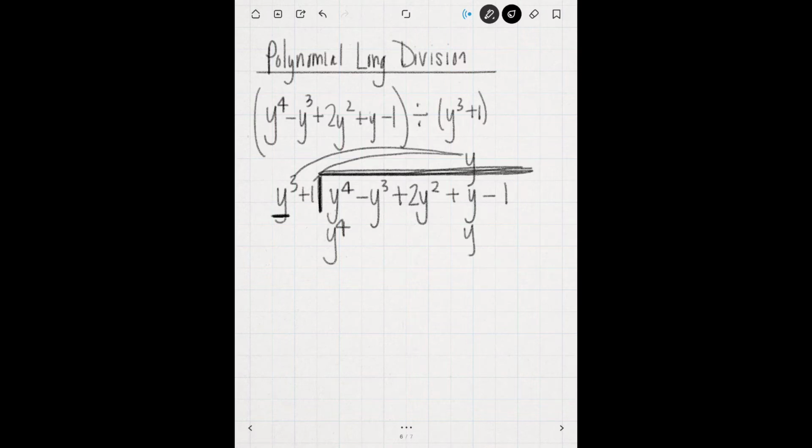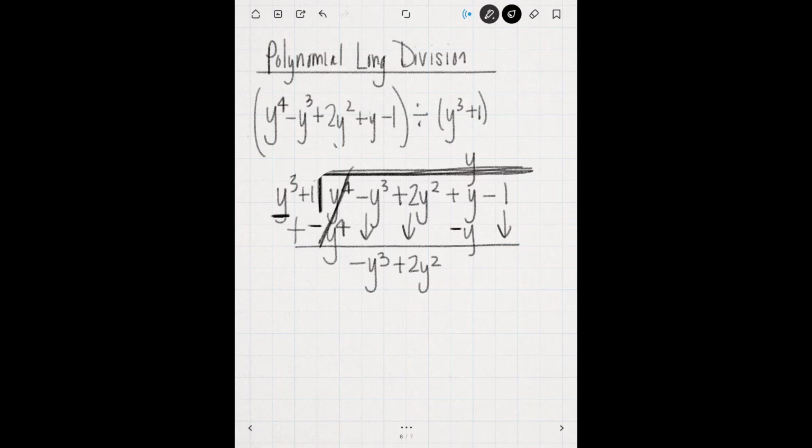Now notice where I write it. I have to write it under my terms that are the same. Now we add the opposite of everything. So we add the opposite, add the opposite. The first term should always go away, and then you bring down all the terms that you're not adding. So this becomes negative y to the third plus 2y squared. Y minus y is 0, so we're just going to leave a space, and then we bring down this negative 1.